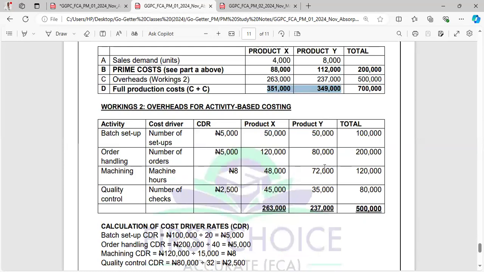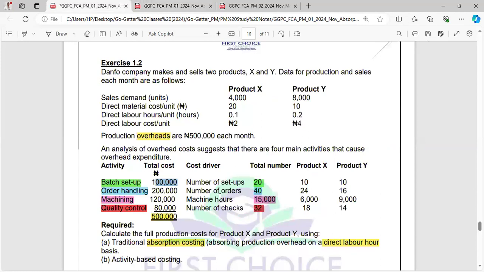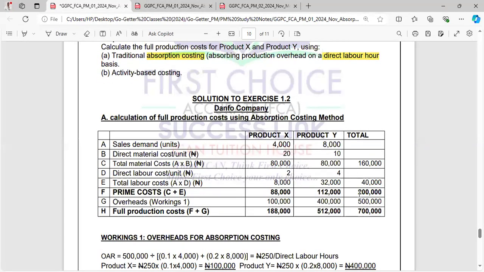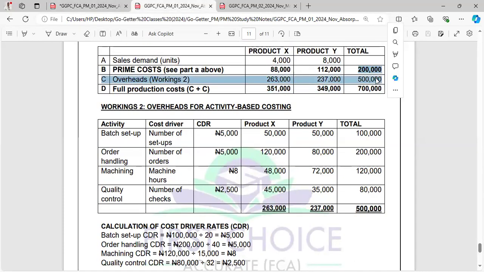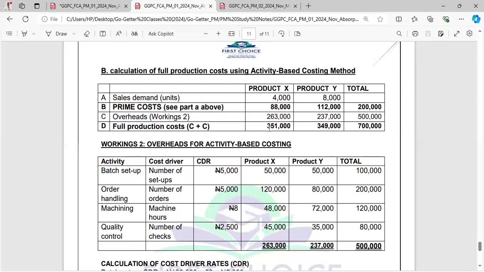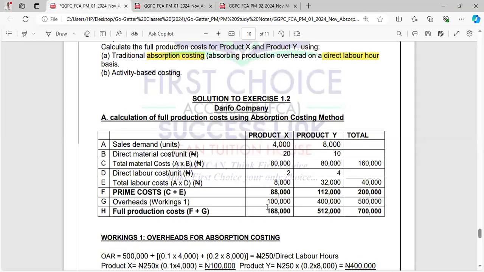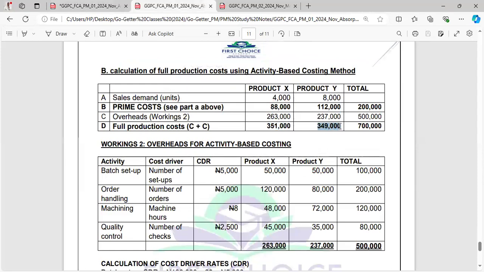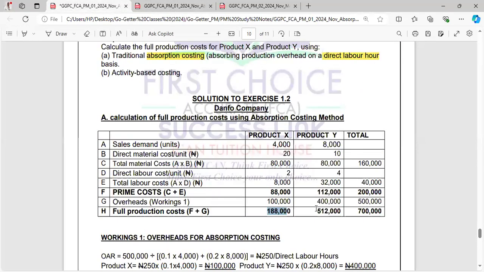Now the thing is this: if we were to compare the absorption costing method, you have 200 as the prime cost, 500 as the overhead, 700 total cost. In the total terms, it is the same thing. 200, 500, 700. It's the same cost. But look at each of the products. For activity-based costing, product X is giving 351,000, whereas here is giving 188,000. In the activity-based costing, product Y is giving this amount, whereas in absorption costing it is getting 512. So the question is, which of these two is better?